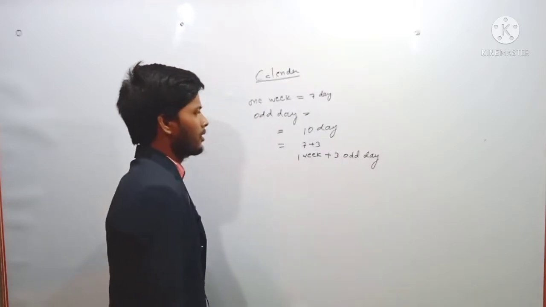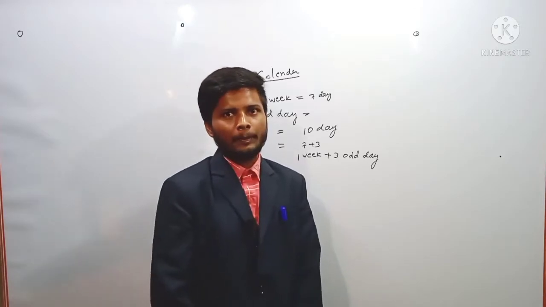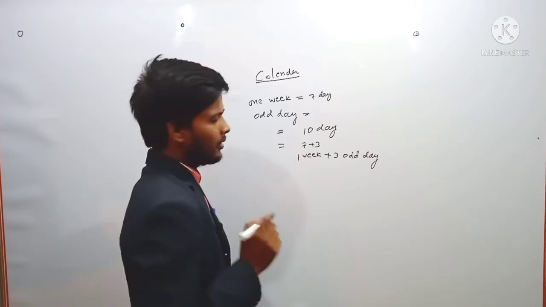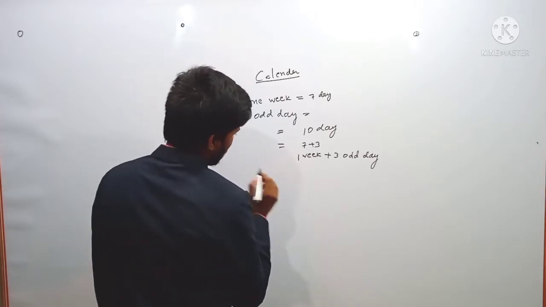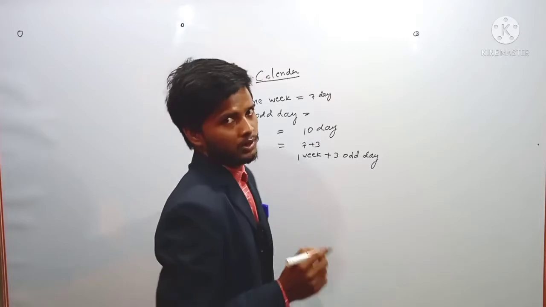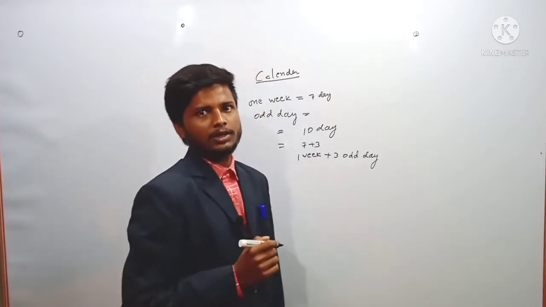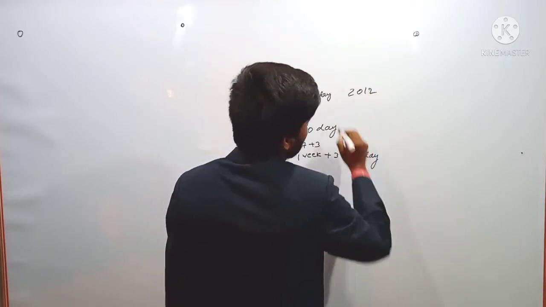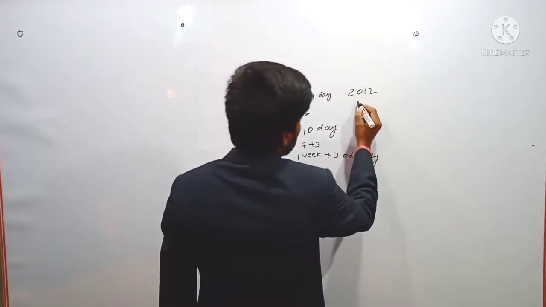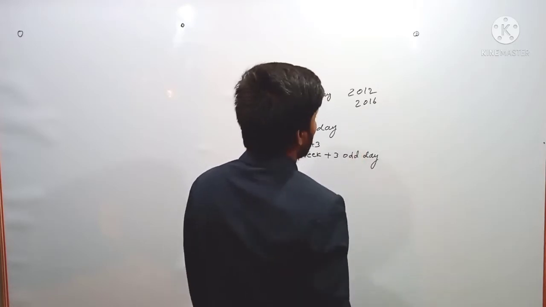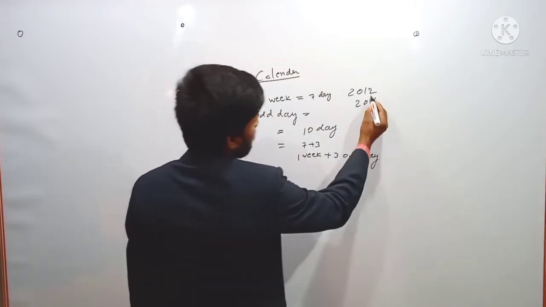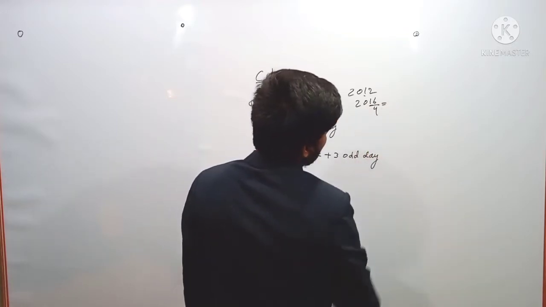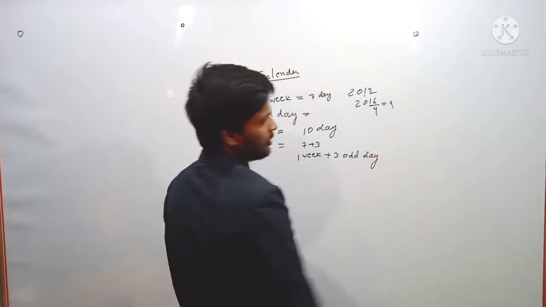Okay, so we know that every 4 years we consider a leap year. So what is a leap year? A year divisible by 4 is called a leap year. Like 2012, it is a leap year. 2016, the last digits are 16. If we divide it by 4, then it gives 4. So it is called a leap year.